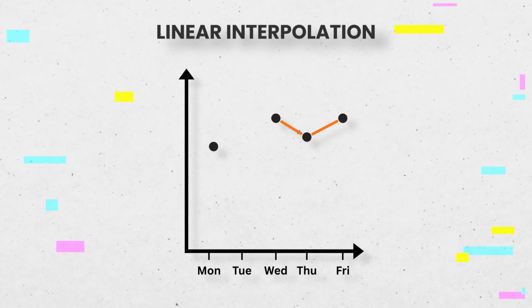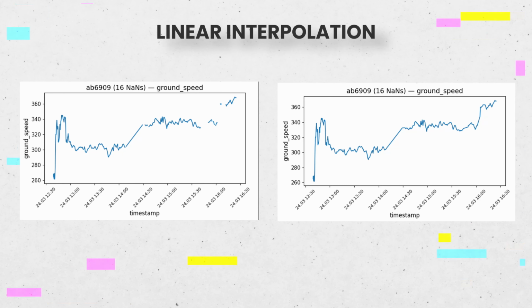For this we use linear interpolation. The idea is simple. If a value is missing between two known values, we just draw a straight line between them and fill in the gap. Here you can see an example from one of our actual flights.